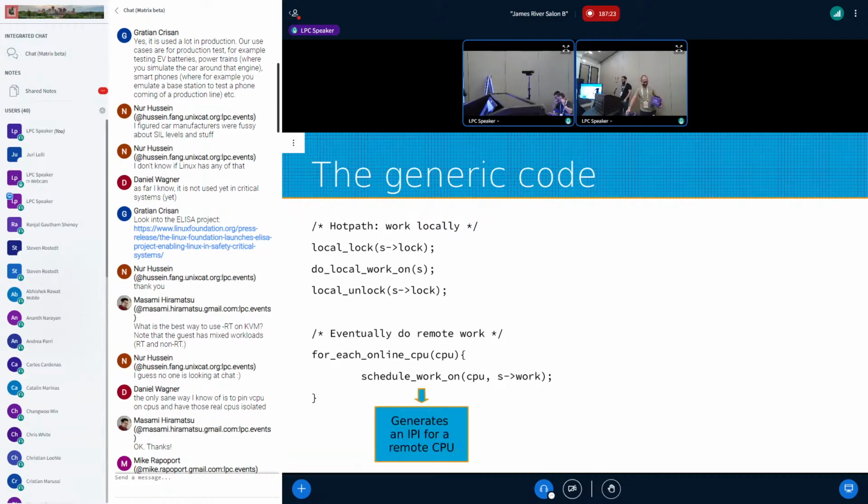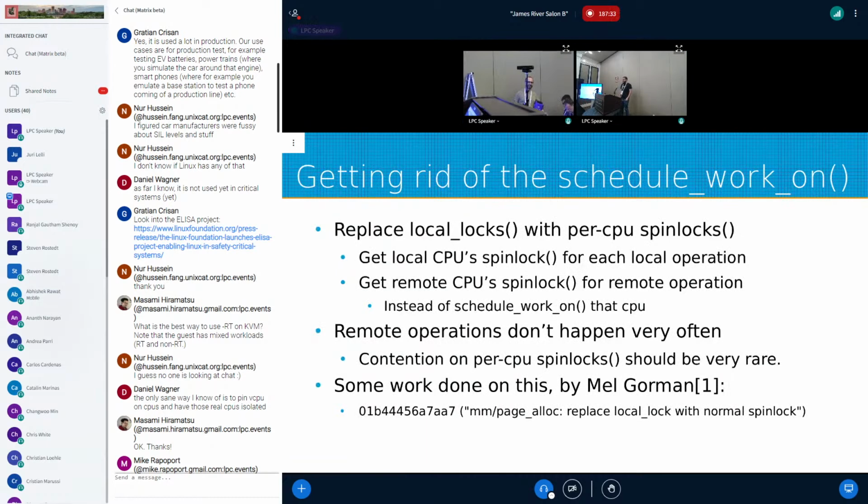Okay, great. No problem. The idea is that in this local cache strategy, this thing here generates an IPI, and that's bad for CPU isolation. So what would be great is if we could come up with another efficient strategy that doesn't require scheduled work on isolated CPUs. And the simplest and maybe dumbest way of doing that is using per CPU spinlocks.